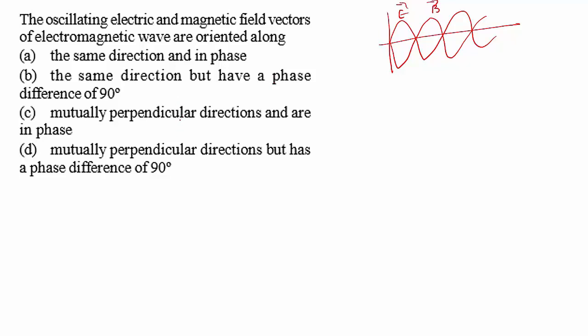Option C. The direction of oscillations of electric field lines and magnetic field lines are perpendicular to each other as well as their direction of propagation. So electromagnetic waves are transverse in nature. They are perpendicular to each other and also perpendicular to the direction of propagation. So the option C is right, that is mutually perpendicular direction, and also they are in phase with each other.